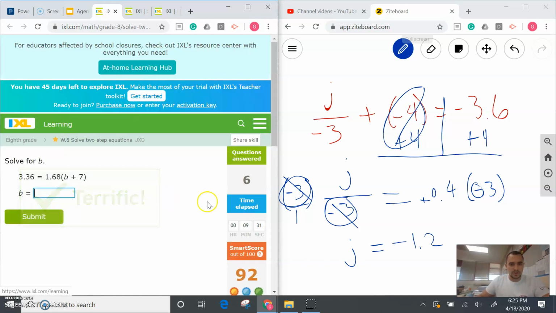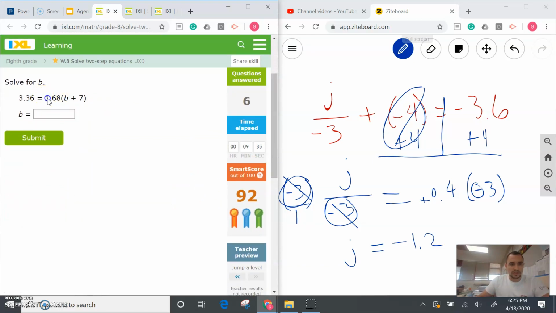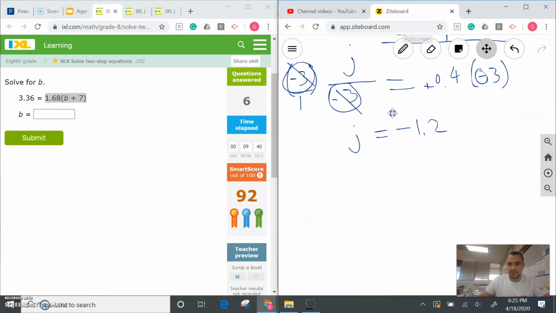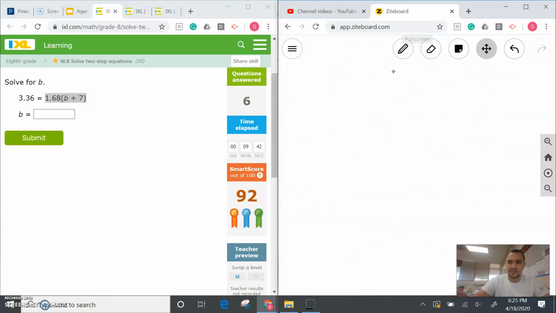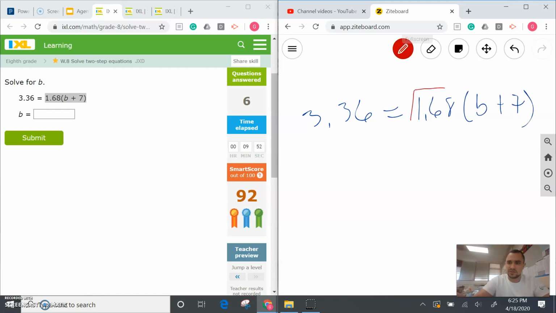-1.2. All right, that's it. Here, what you need to do is make sure that you distribute first. Let me just show you the first step on how to do that. So 3.36 equals 1.68b plus 7. You need to make sure you do this, multiply it there, and multiply it there. So 1.68b plus, and then do the math there.